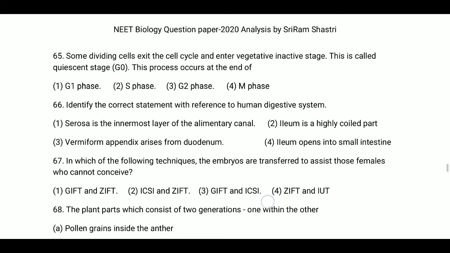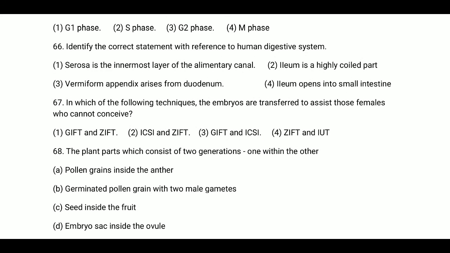In which of the following techniques the embryo are transferred to assist those females who cannot conceive? Gift and Zift, ICSI and Zift, Zift and ICSI, Zift and IUT. Now this is a question. Gift is gamete intrafallopian transfer. Zift is zygote intrafallopian transfer. ICSI is intracytoplasmic sperm injection. IUT is intrauterine transfer.